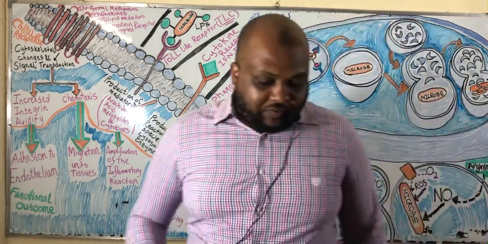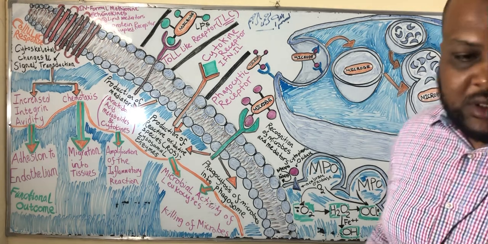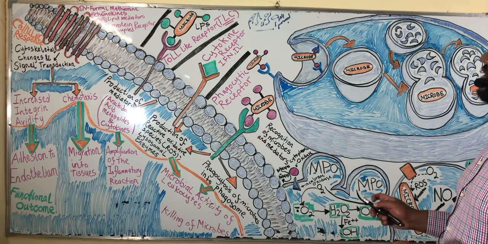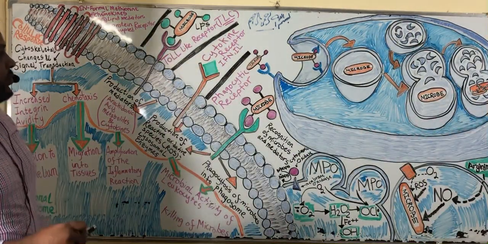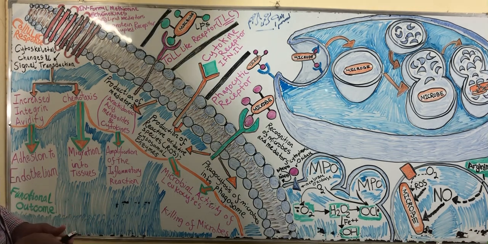I would like to go over this step one more time with you, but let's just, while we're at it, look at what we have here. This is the phagocyte, this is the leukocyte. The leukocyte has receptors, as we see here. These receptors bind the microbe and they engulf the microbe.